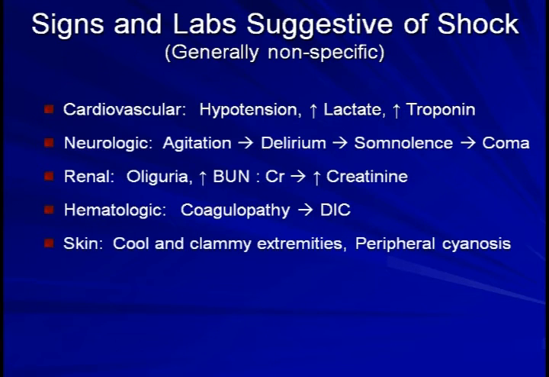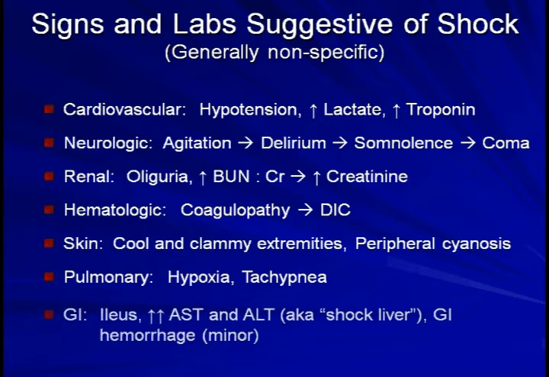The skin is frequently cool and clammy, except in the early warm phase of septic shock, and there may be cyanosis of the fingers and toes, suggestive of poor perfusion and poor oxygen delivery to those areas. Hypoxia and particularly tachypnea are also common, irrespective of the underlying etiology.